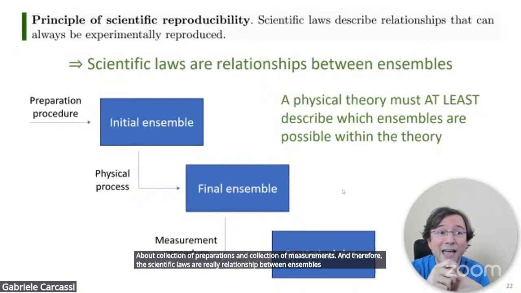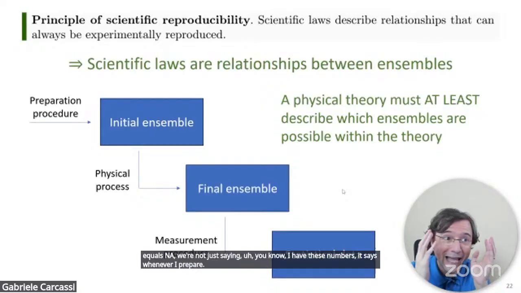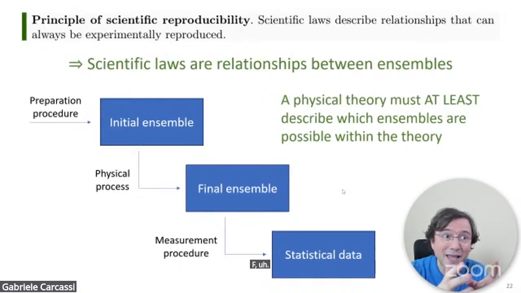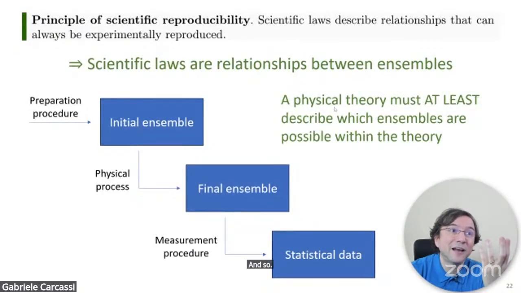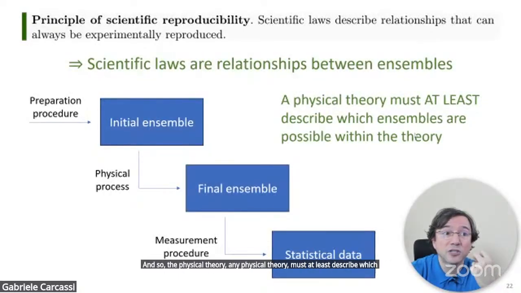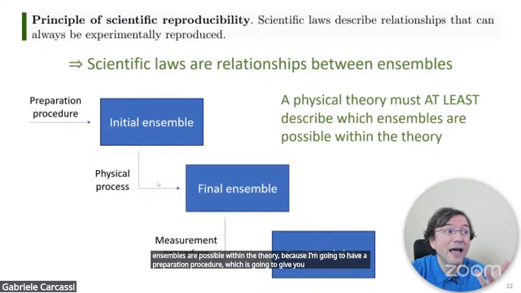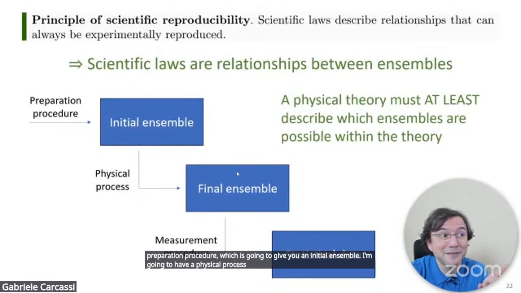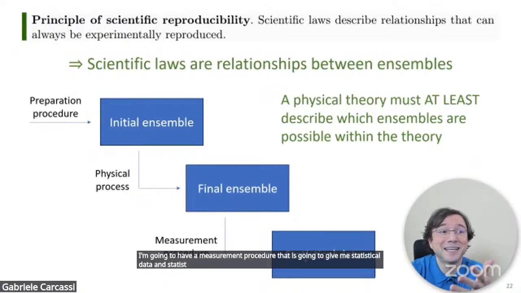So when we write F equals MA, we're not just saying, I have these numbers. It says whenever I prepare F in particular ways, I'm going to have an A that is prepared in particular ways. And so the physical theory, any physical theory, must at least describe which ensembles are possible within the theory, because I'm going to have a preparation procedure, which is going to give me an initial ensemble. I'm going to have a physical process, which is going to give me a final ensemble. I'm going to have a measurement procedure that is going to give me statistical data, and statistical data is an ensemble of the possible outputs of the measurement procedure.